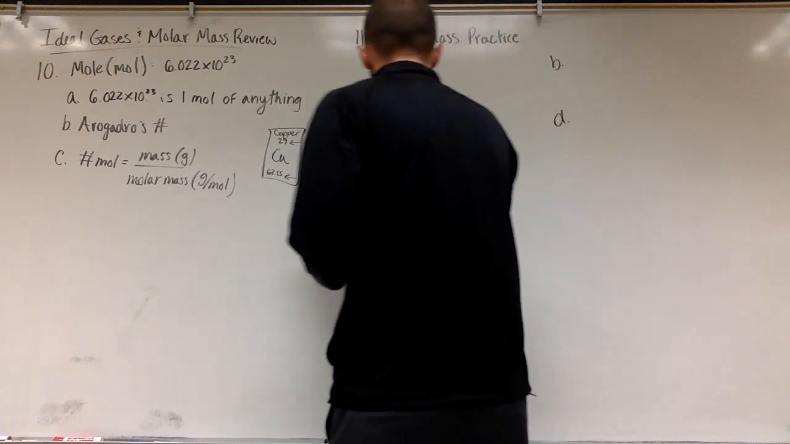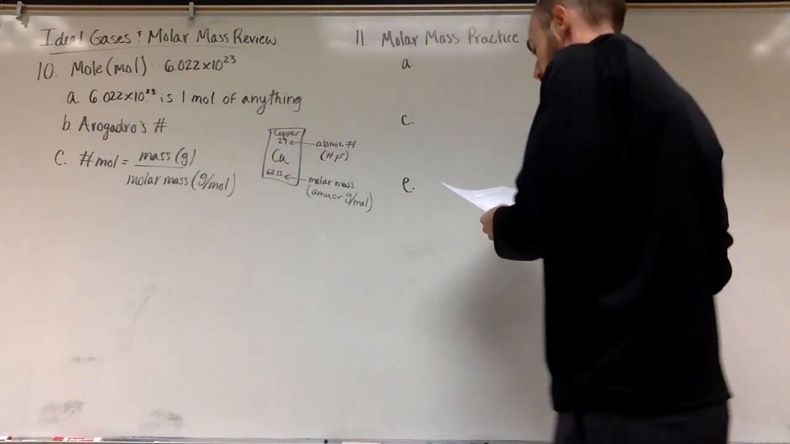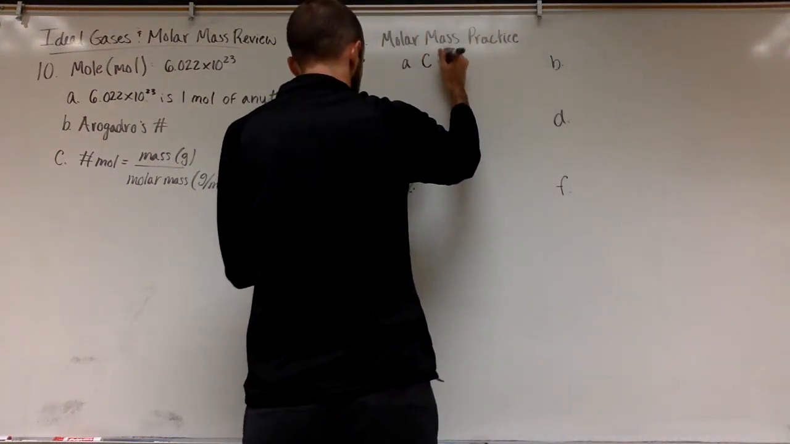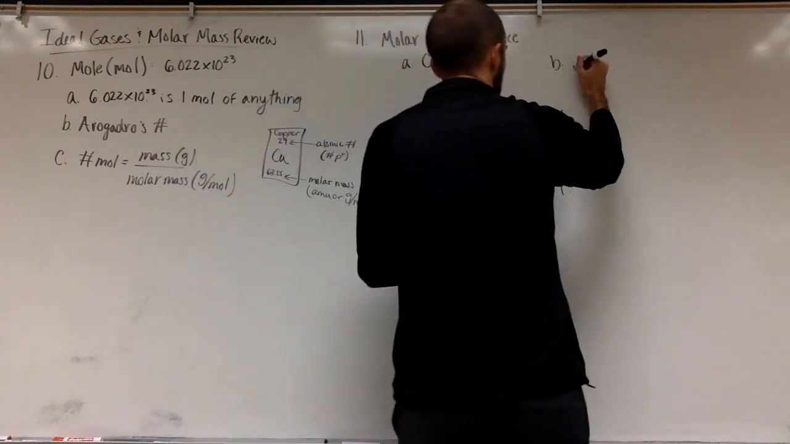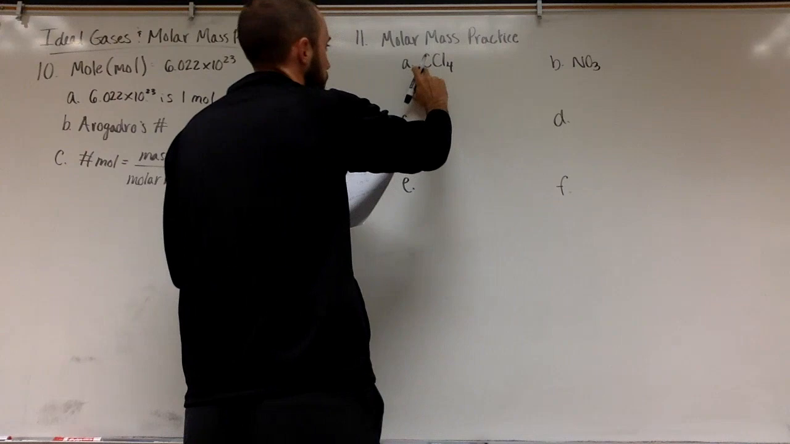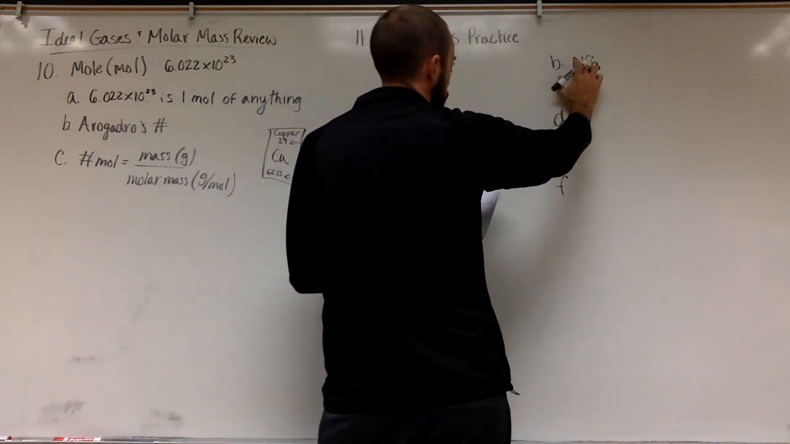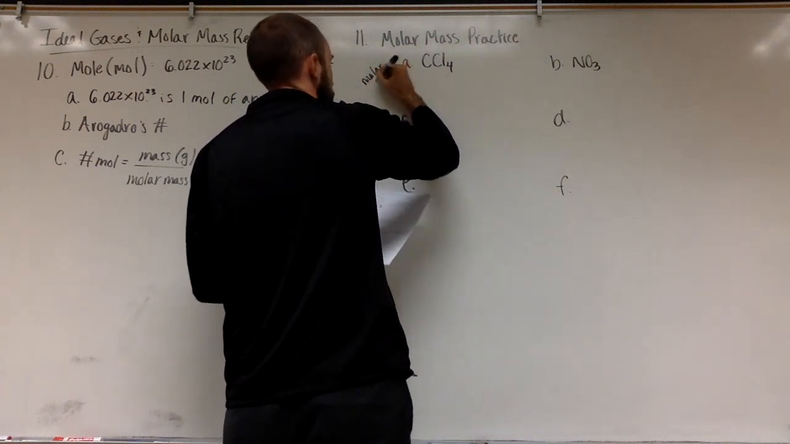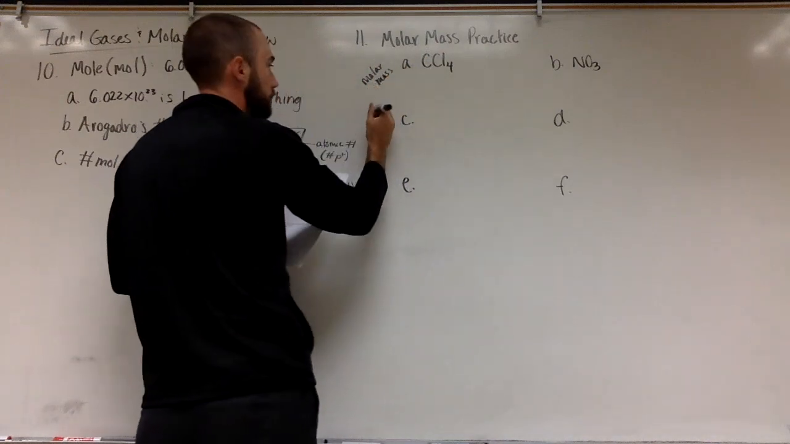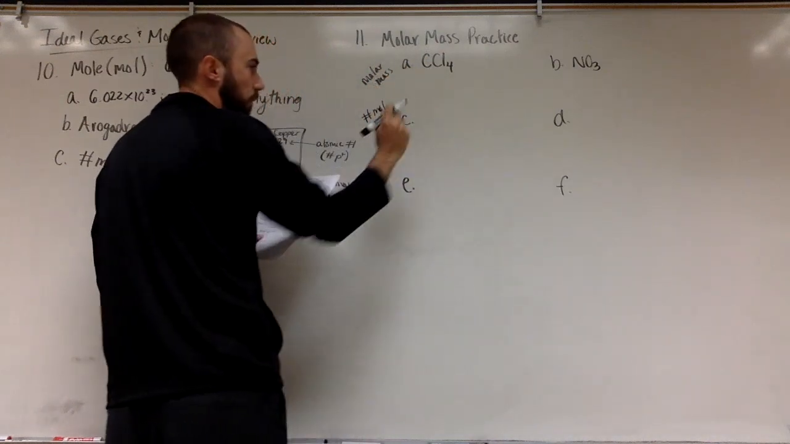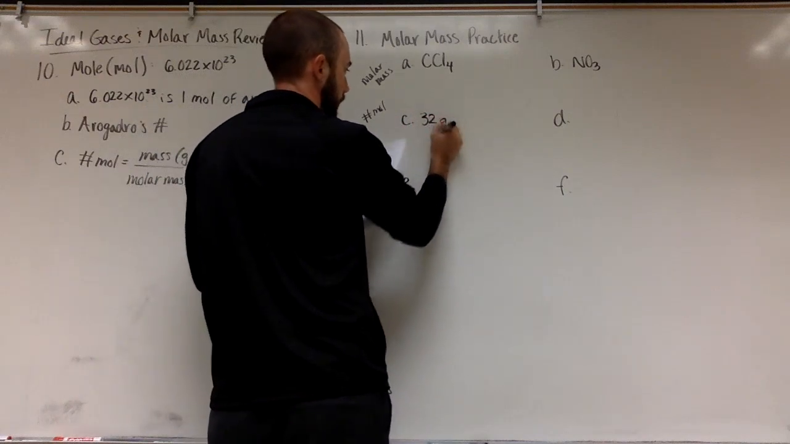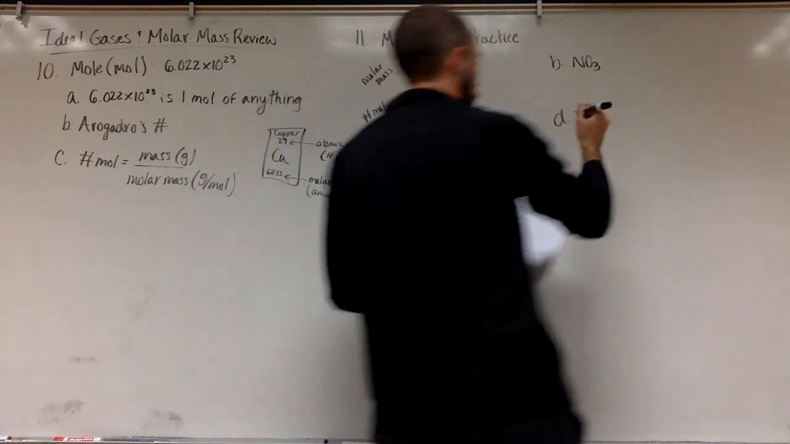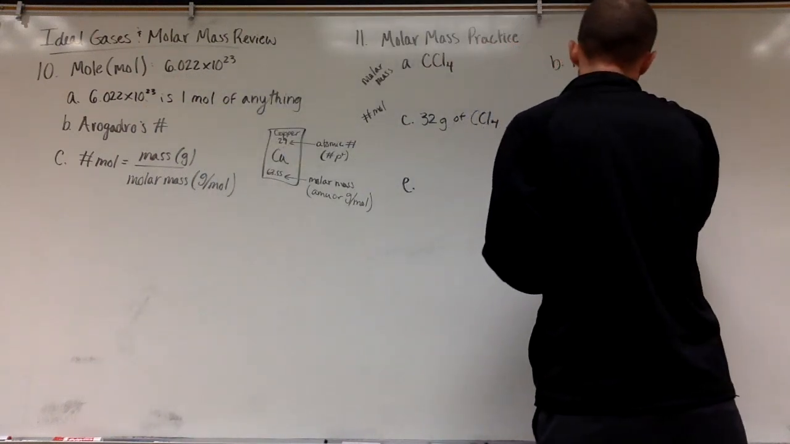So once I get through all these, A, B, C, D, E, F, what you guys are going to do, first part here is molar mass. I want you to find the molar mass of CCl4 and NO3. I believe that's carbon tetrachloride and nitrogen trioxide. So this will be molar mass up here. Over here, I want you to find the number of moles for a given mass. If I have 32 grams of carbon tetrachloride or 150 grams of nitrogen trioxide.